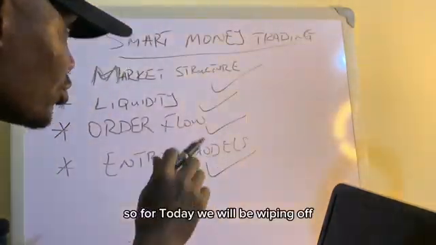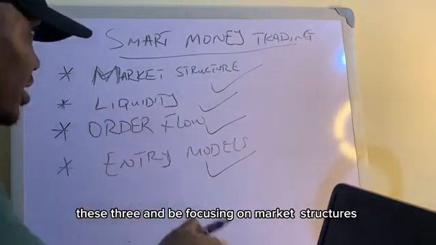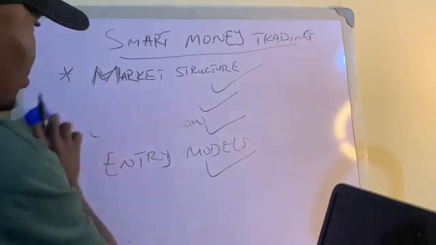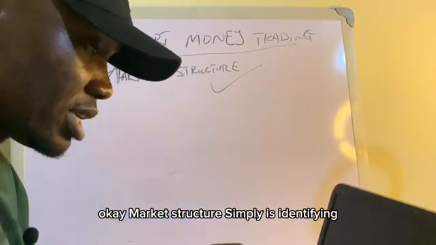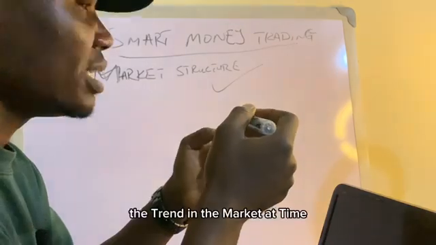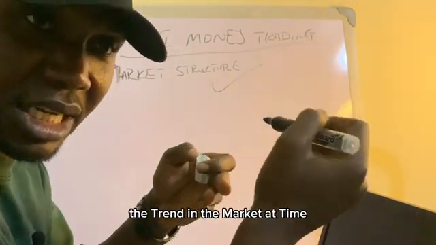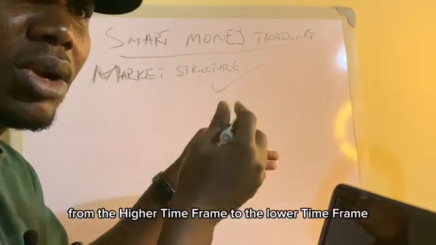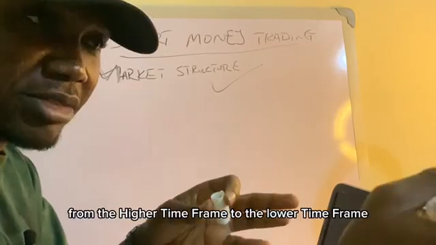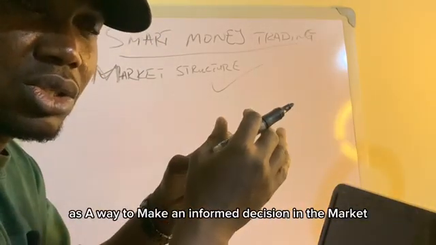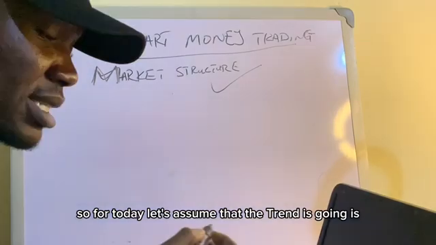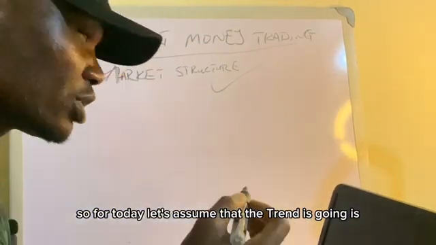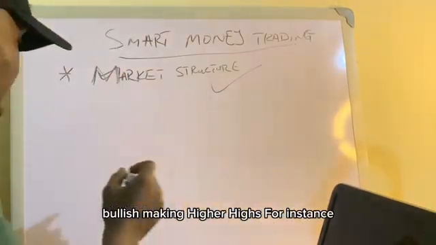So for today we'll be wiping this off and focusing on market structure. Market structure simply is identifying the trend in the market by time, from the higher time frame to the lower time frame, as a way to make an informed decision in the market. So for today, let's assume that the trend is bullish, making higher highs.